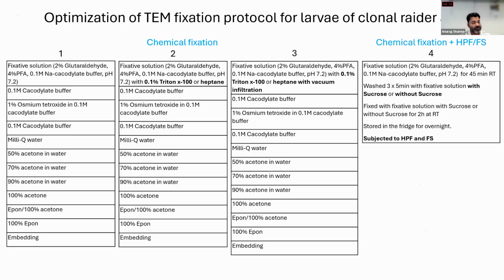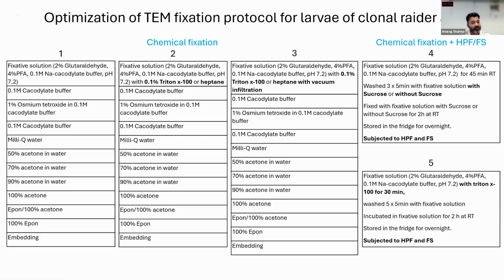So next, we thought, let's do high pressure freezing, to see if that is successful. Amalia suggested we put sucrose, and do it with sucrose and without sucrose, just to preserve the cellular osmolarity inside the larvae. So we did with and without sucrose, subjected the samples to high pressure freezing and freeze substitution. This also kind of didn't work.